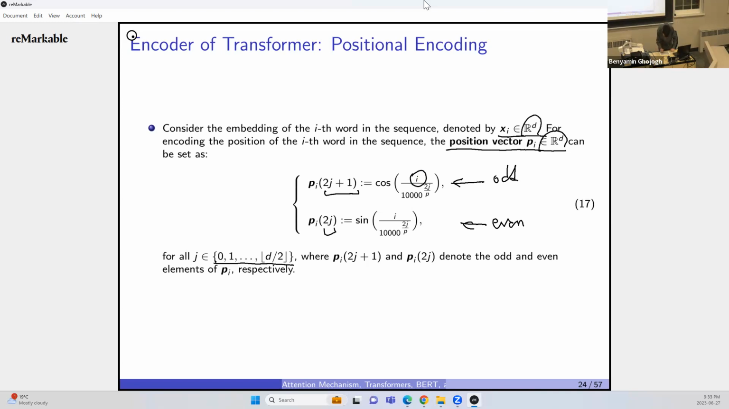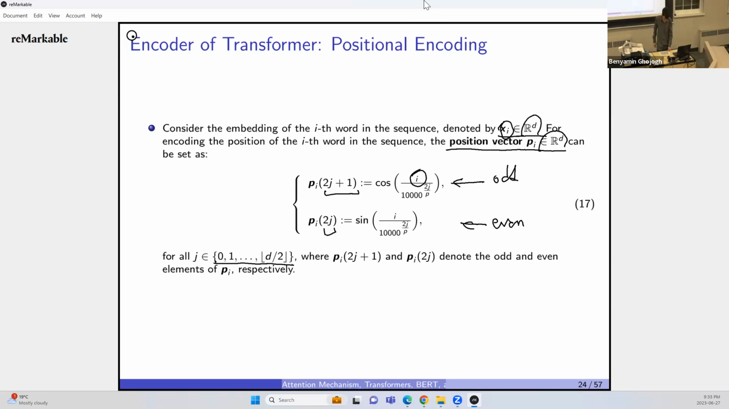This is cosine. So what is i? i is the index of the point, and Pi. So we have P1, P2, P3. Why? Because for each word in the sequence, I want to have a position vector: a position vector for the first word, a position vector for the second word. So i denotes the index of the word in the sequence, and j, as I said, is for the odd and even elements. You fill out the vector with this formula, just cosine and sine.